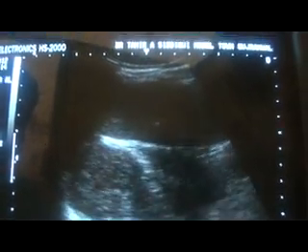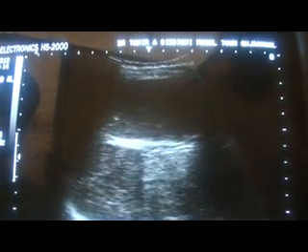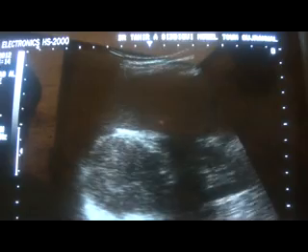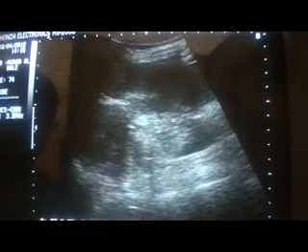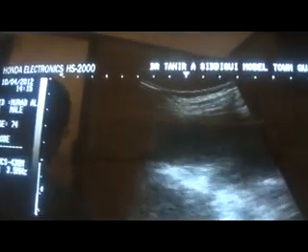This is the mass. You saw its appearance. It measures approximately 5.8 centimeters by 5.3 centimeters with an inhomogeneous appearance, with no significant posterior wall acoustic enhancement that would have been here in this region. No strong back wall is seen.